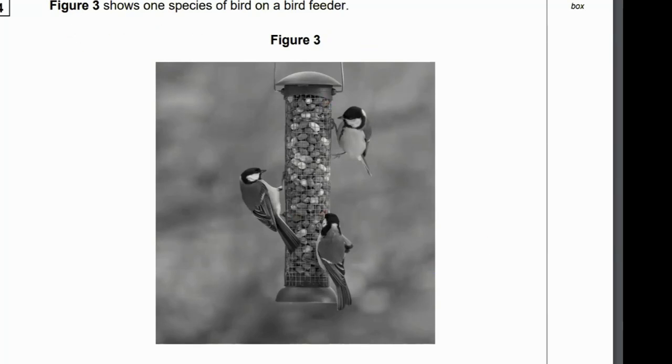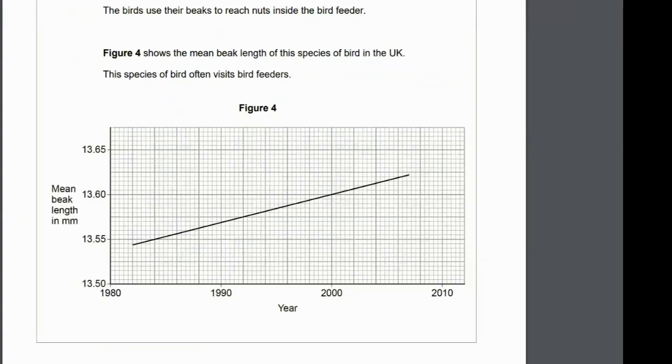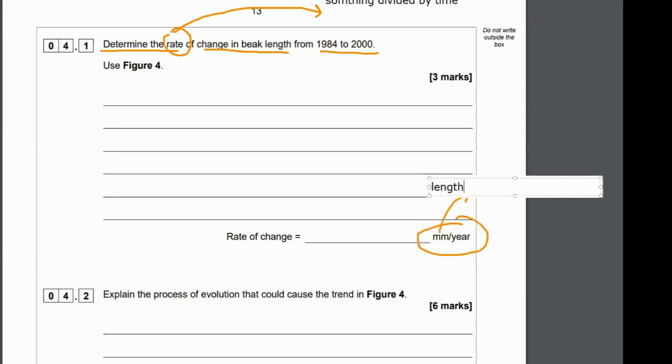Figure 3 shows one species of bird on a bird feeder. Birds use their beaks to reach nuts inside the bird feeder. Figure 4 shows the beak length of this species of bird in the UK. The species often visits bird feeders. We can see there's the mean beak length on the y-axis, or the left-hand side, and then underneath on the x-axis is the time. What's happening to that line over time? Well, we can see it's going up. This means the bird's beak length is increasing, and this question wants us to calculate the rate of change of beak length between 1984 and 2000. And whenever they ask for rate, you've got to divide something by time.